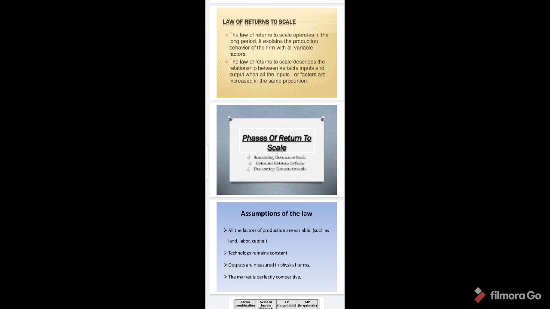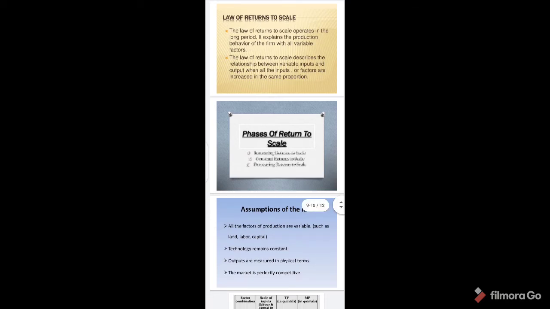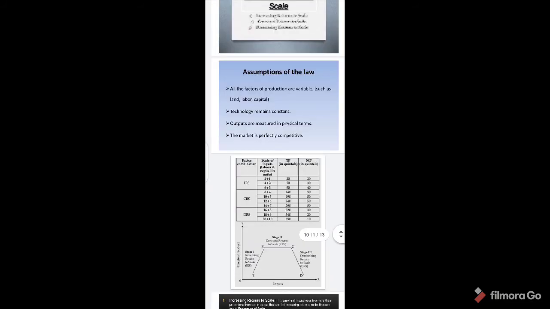We have got the assumptions of the law. What are the assumptions? Number 1, all the factors of production are variable in the law of returns to scale, such as land, labor, capital. Number 2, technology remains constant. Number 3, outputs are measured in physical terms. Number 4, the market is perfectly competitive.